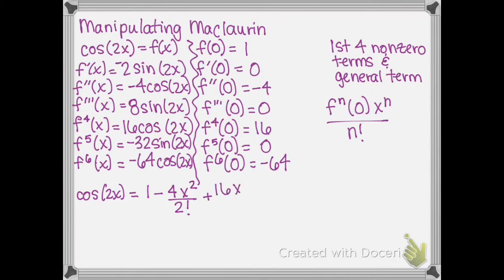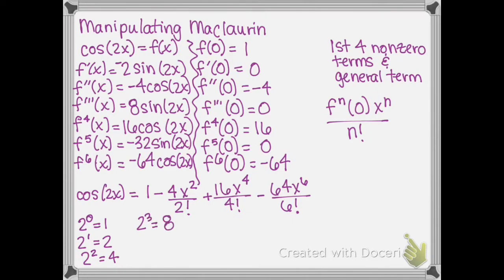Plus 16x to the 4th over 4 factorial, minus 64x to the 6th over 6 factorial. Okay, so let's talk about our general term. Well, these are some powers of 2 here. As you know, 2 to the 0 power is 1, 2 to the 1st is 2, 2 squared is 4, 2 cubed, 2 to the 4th. Let's write down these powers of 2. It might help us when we write our general term.